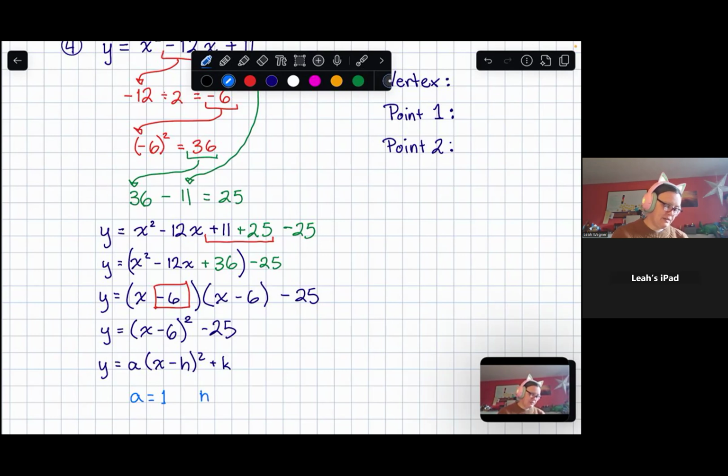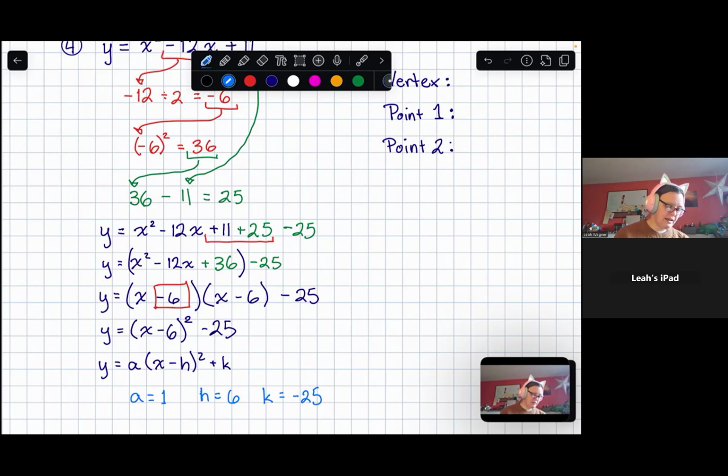H is the number that's being subtracted inside the parentheses. Well, it looks like the number being subtracted in those parentheses today is 6. And then K is the number being added on the outside. So added to the outside, it actually looks like subtraction. So added to the outside in this case is minus 25, or negative 25, however you prefer that.